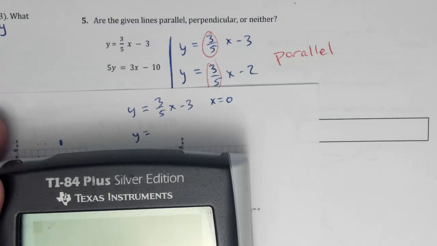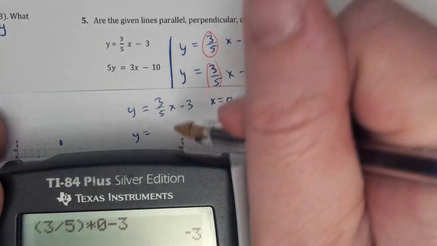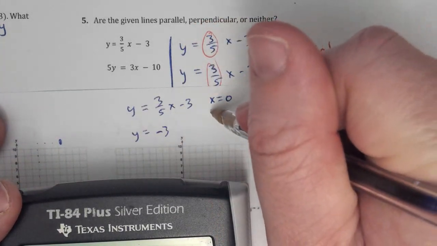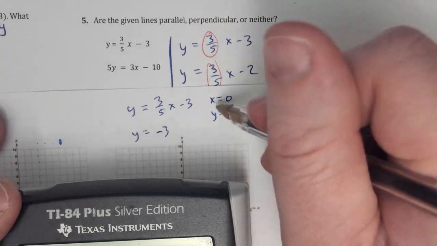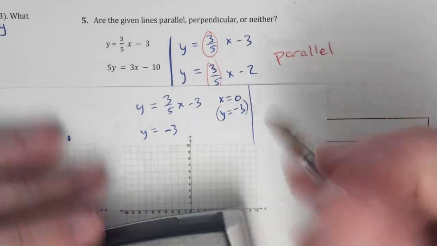Now let me show you that, just in case we have other languages going on here and you don't know what I'm talking about. Okay, 3 divided by 5 times 0, and we're subtracting that 3. And look at that. We got negative 3. So if x is 0, we got y is negative 3. That's what you just found. So one of the coordinates that we have is 0, negative 3, right?